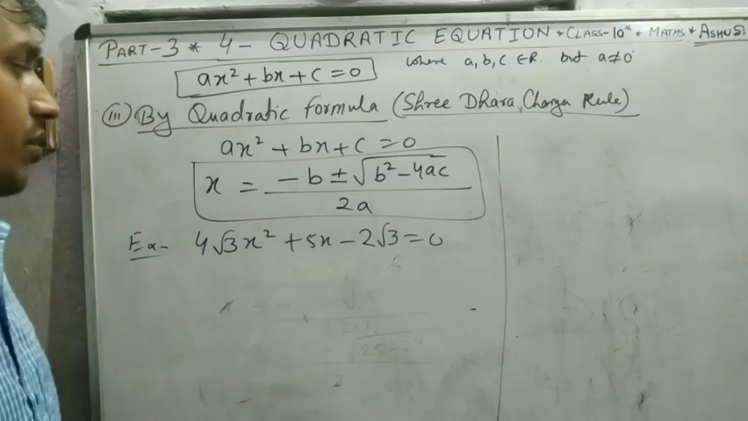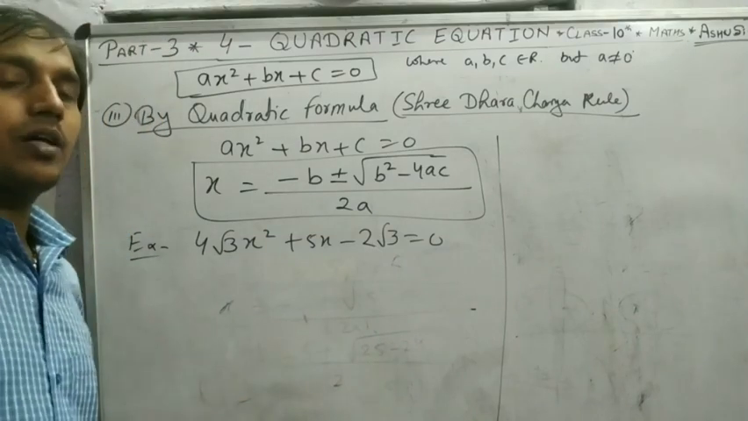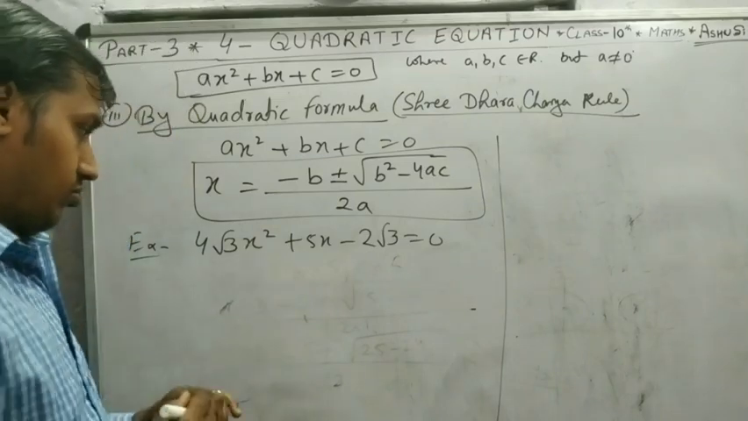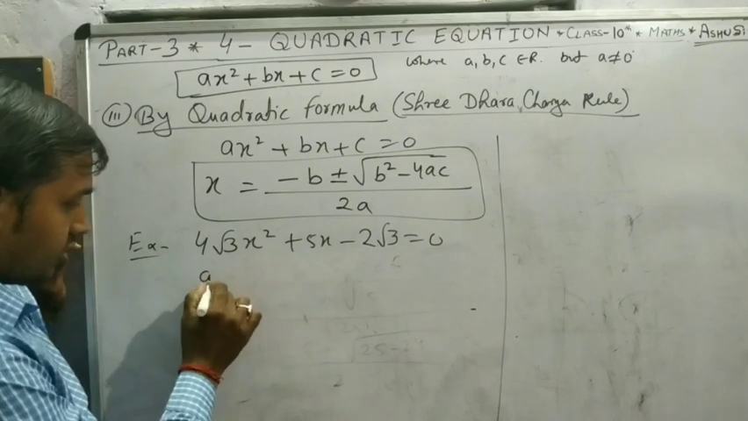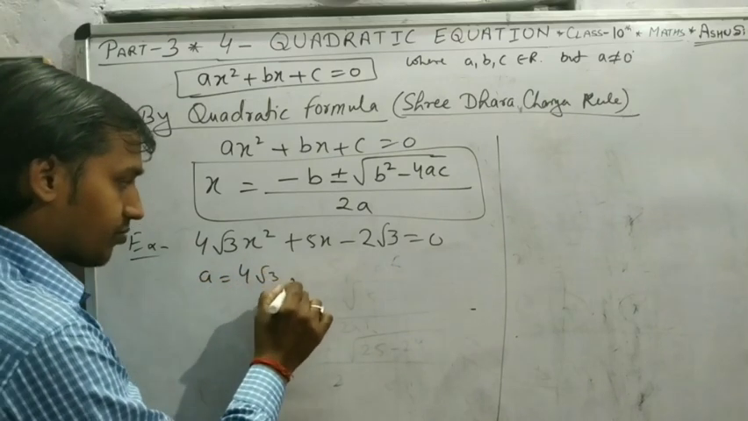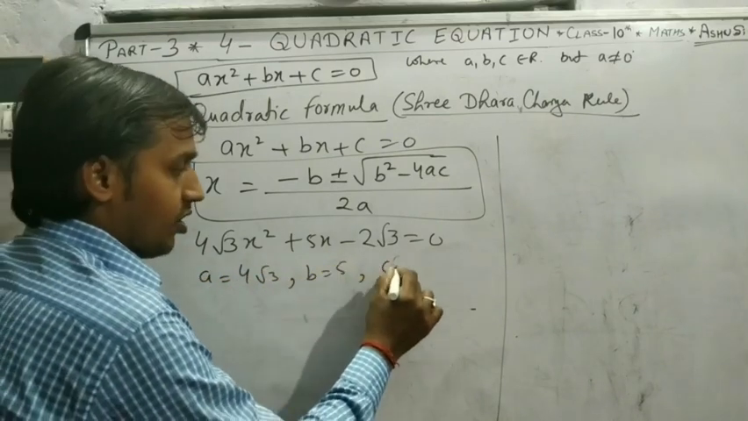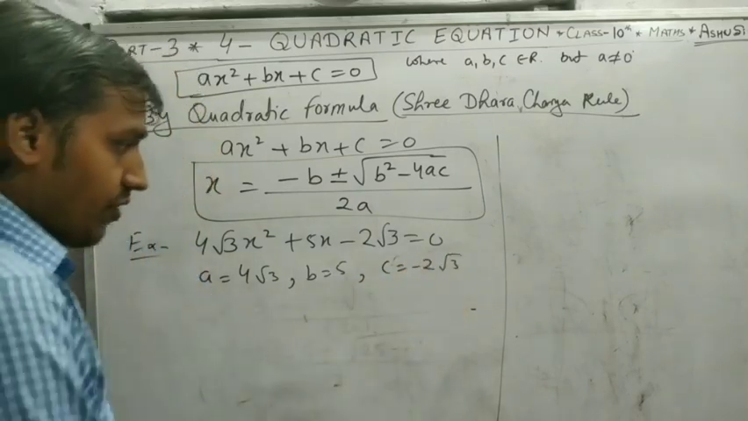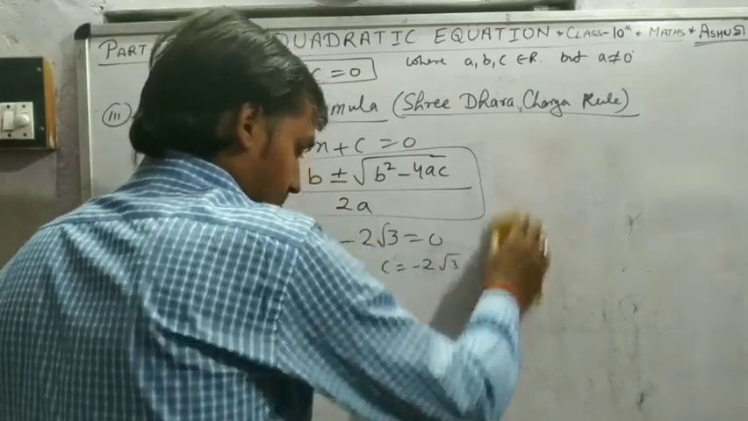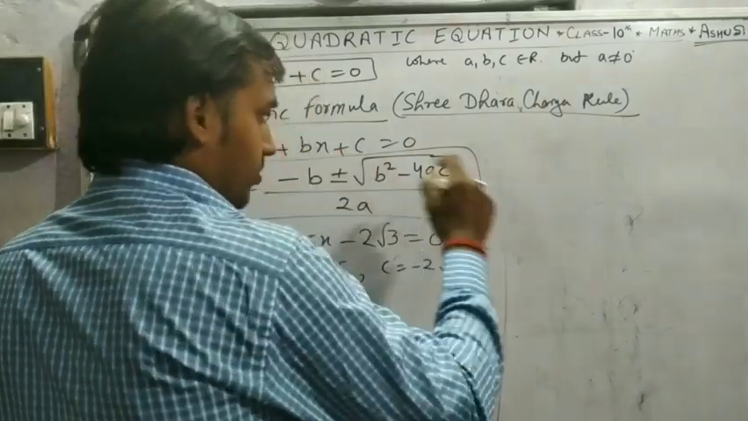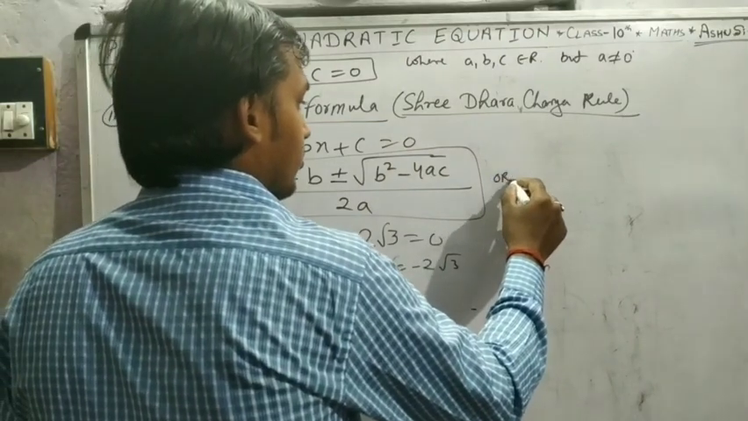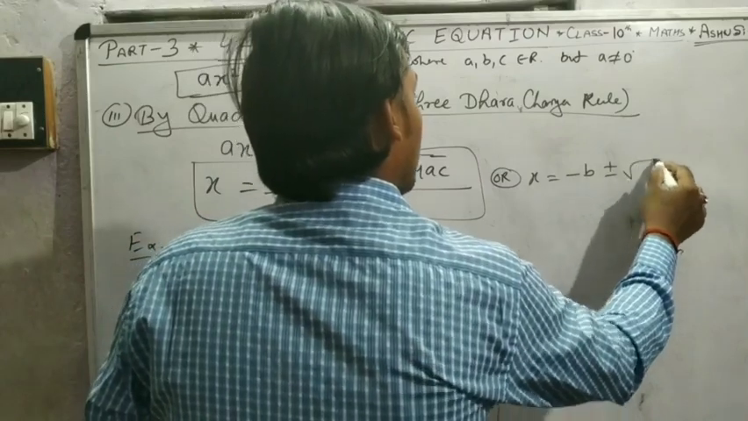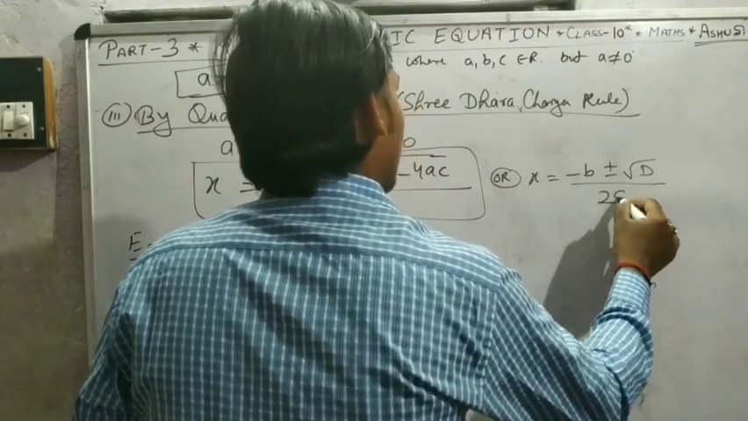So take one more example, solving by using this formula. In the previous question, we directly put the values. What values? a is equal to 4 root 3, b is equal to 5, c is equal to minus 2 root 3. But if I say, you can also write x is equal to minus b plus minus root D upon 2a.